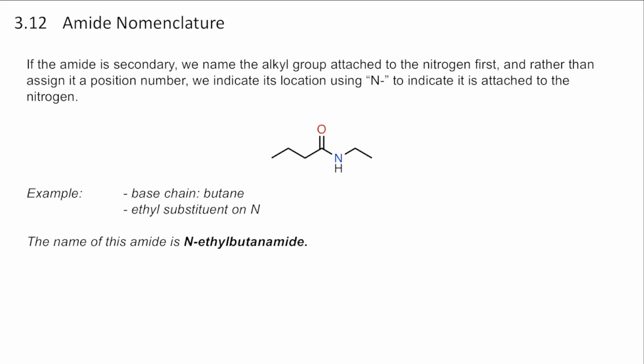In this case, we have a secondary amide because one of our hydrogens on the nitrogen is replaced by a carbon group, which in this case is an ethyl, 2 carbons attached to that nitrogen. So our longest carbon chain that has the amide carbonyl carbon is here, which is 4: 1, 2, 3, 4. So this would be a butane, which becomes a butanamide.